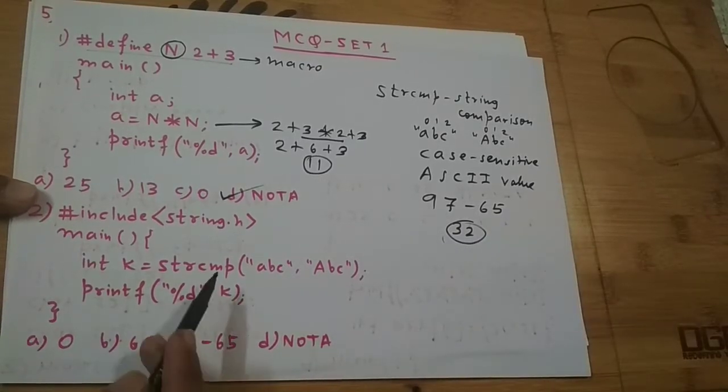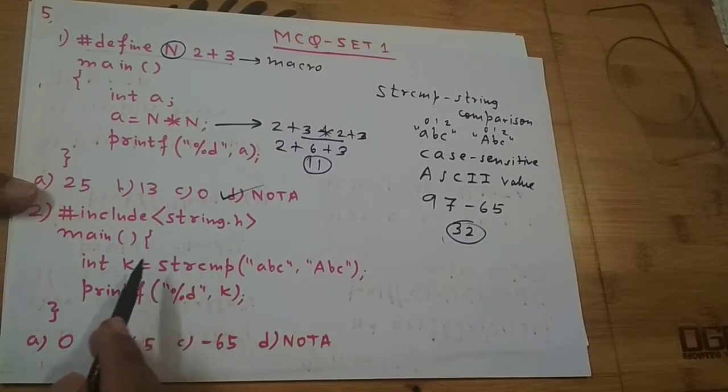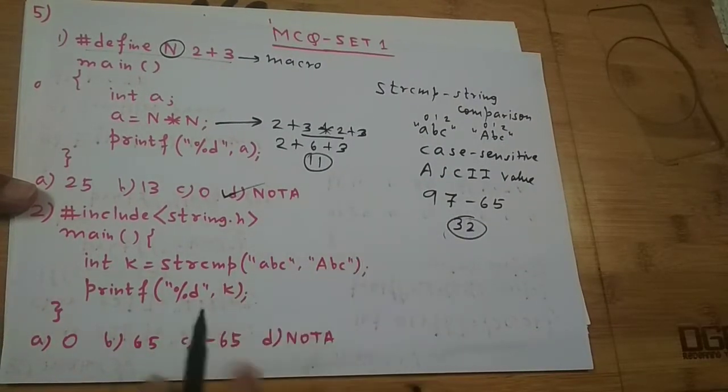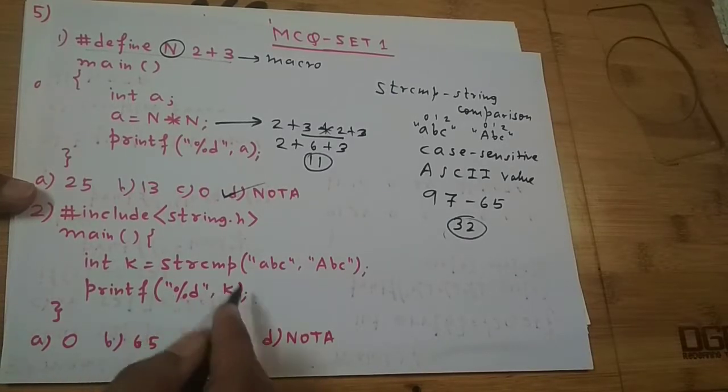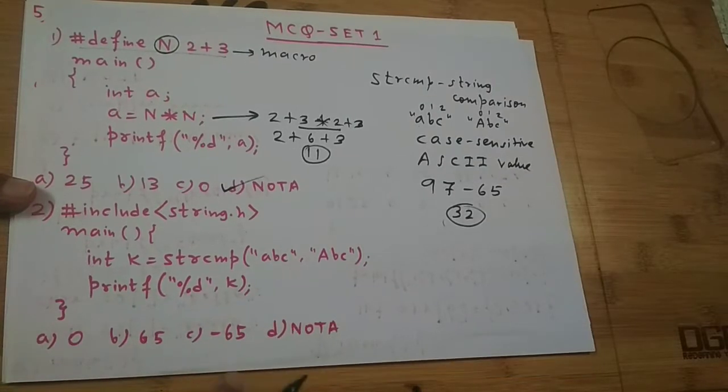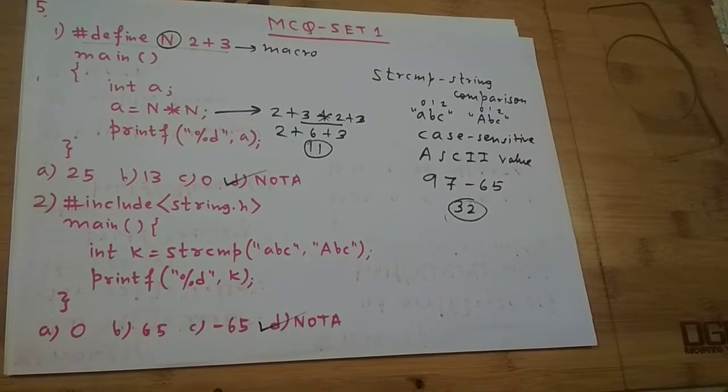So where will this non-zero value be returned? It will be stored in this variable k. So k will get a value of 32. That means what will be printed? You will get the value of k, which happens to be 32. So it does not match with any of the 3 options. That means the correct option is none of the above. Okay, now let's move on to another MCQ.